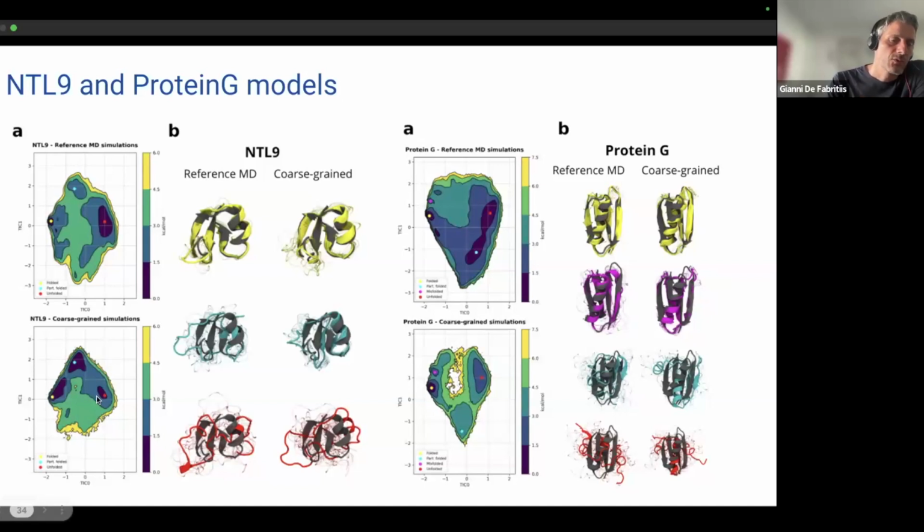In this two-dimensional projection, you see that we actually recovered all the minima. So you run the all-atom, you run the coarse-grained, and you reproduce the same important features. Not just the crystal structure, but also all the other structures. The same for protein G, a similar plot.